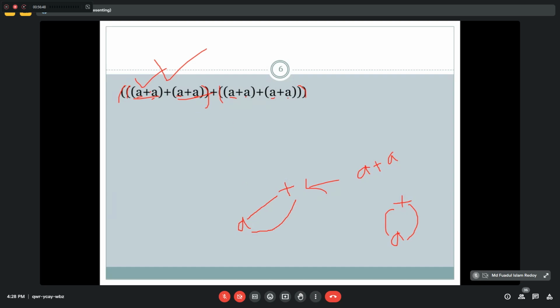Then again, this part is done. So you need to perform this plus. If you think about this plus, then the left one is A plus A and the right one is also A plus A. So this is actually A plus A plus A plus A. Do you agree with me? Okay, this part is done.